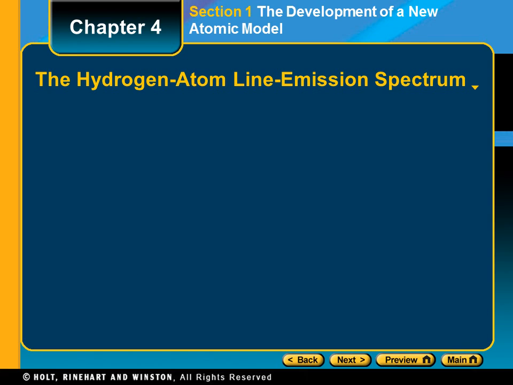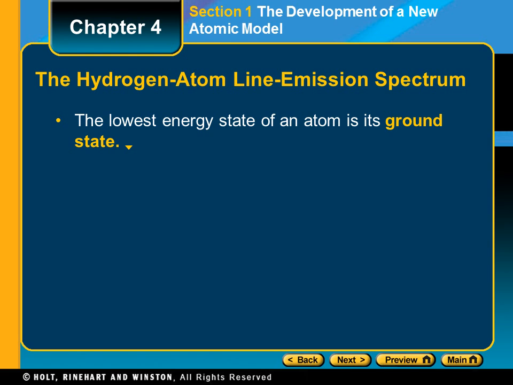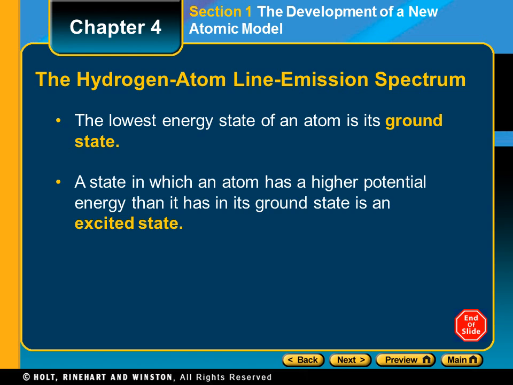That brings us to the hydrogen atom line emission spectrum. The lowest energy state of any atom is its ground state. Again, the lowest energy state of any atom is its ground state. A state in which an atom has a higher potential energy than it has in its ground state is an excited state. So we can take atoms in their ground state and excite them by adding energy to them, and we call that the excited state. When you do that, we end up getting some pretty interesting results.